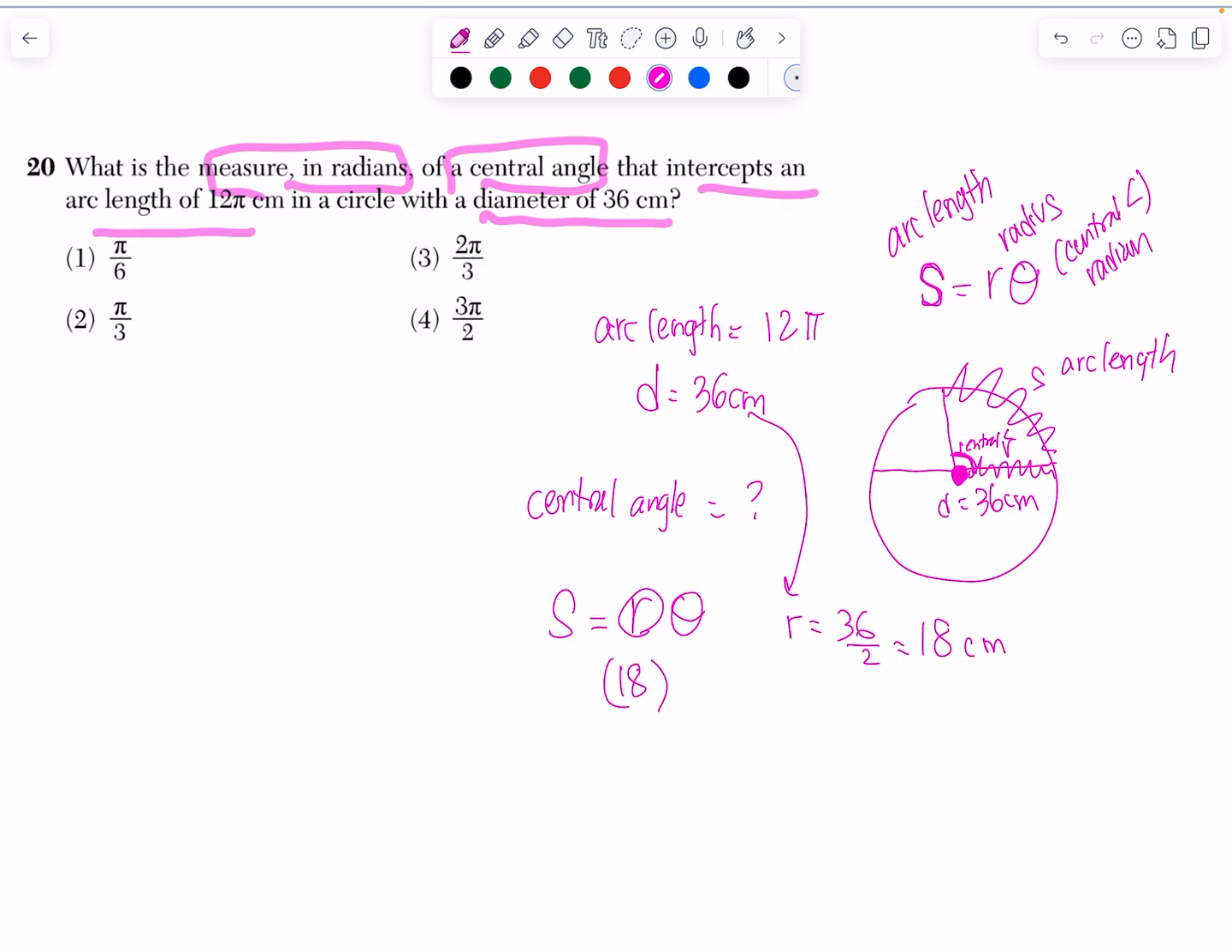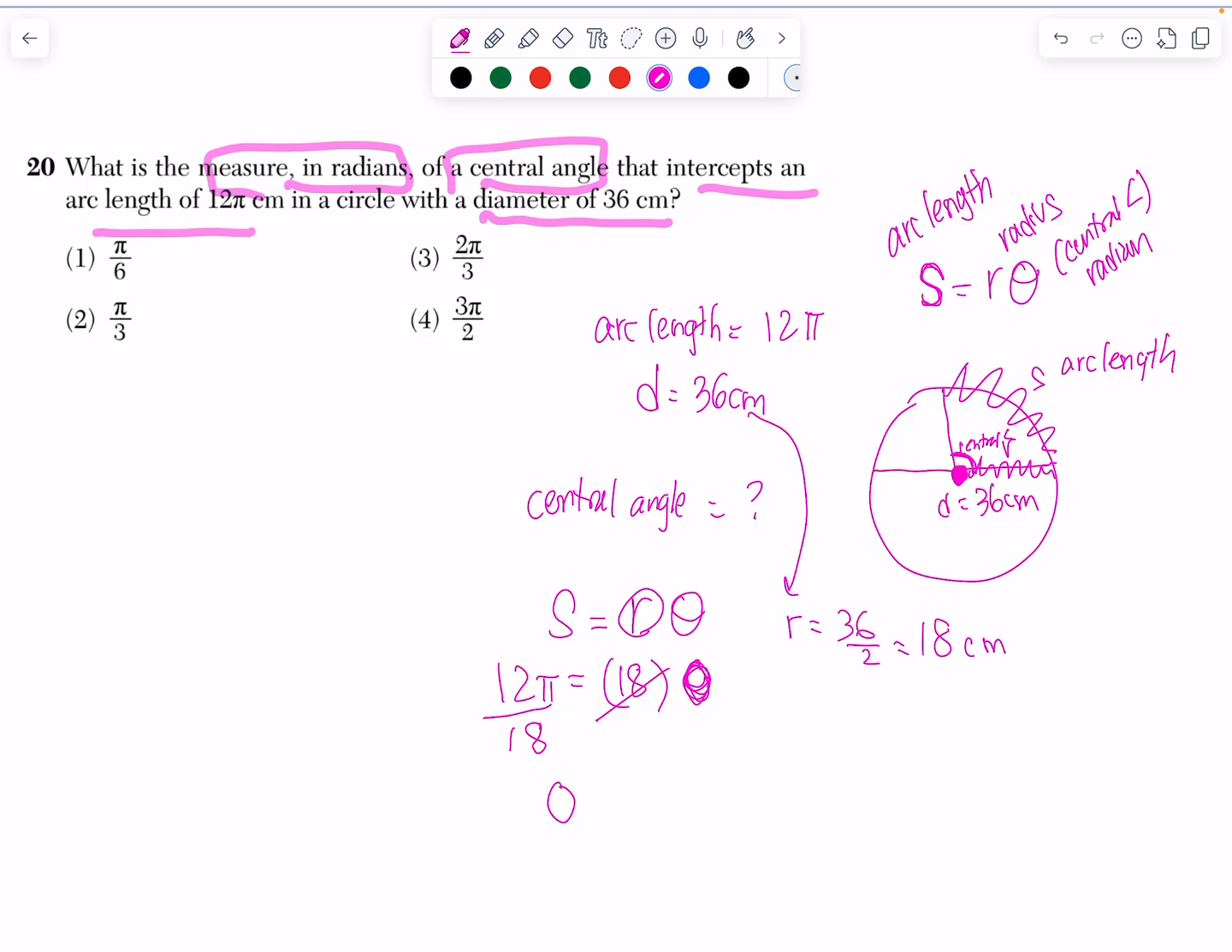I don't know what the central angle is in radians, so that's my theta. That's like a variable. And my arc length is 12 pi. So I substituted the necessary information. I want to solve for theta, so the opposite of multiplication is division. I'm going to divide the right by 18, so that cancels. And I'm going to divide the left by 18.